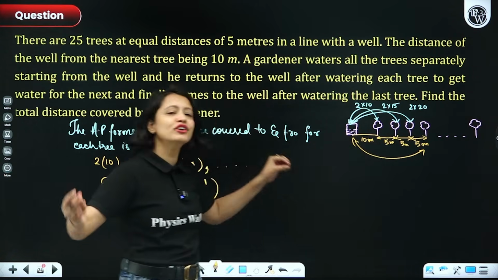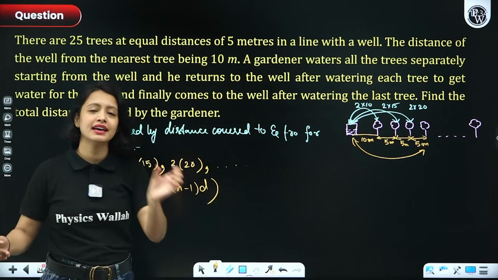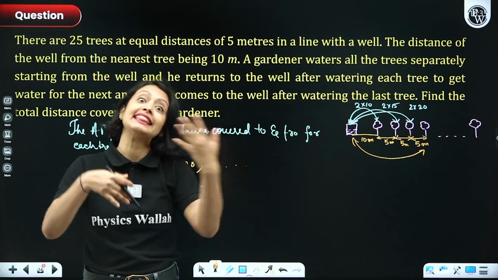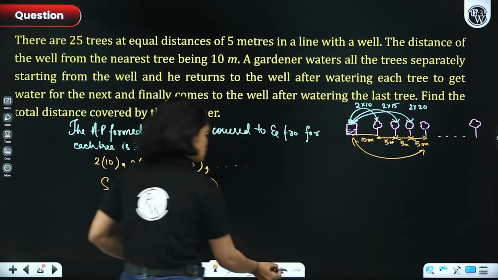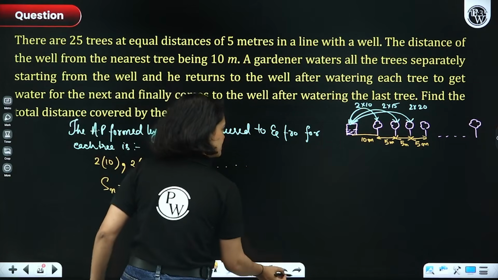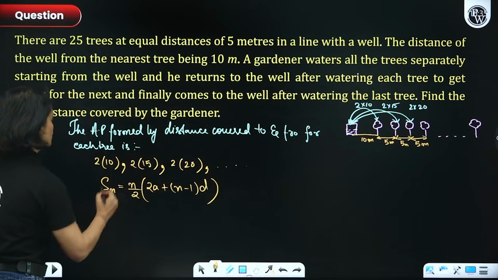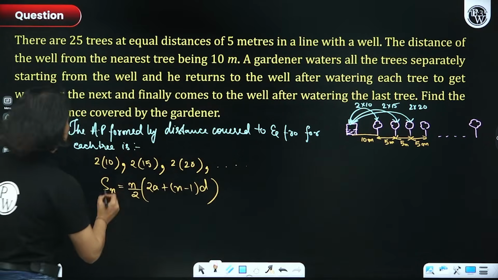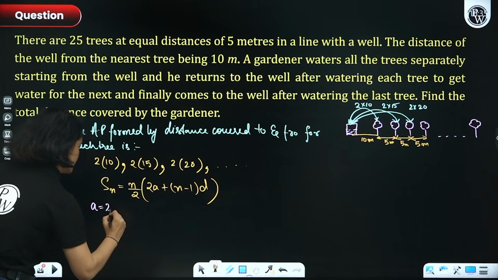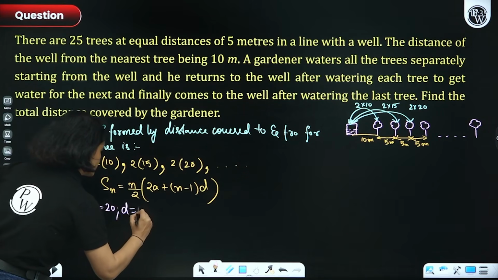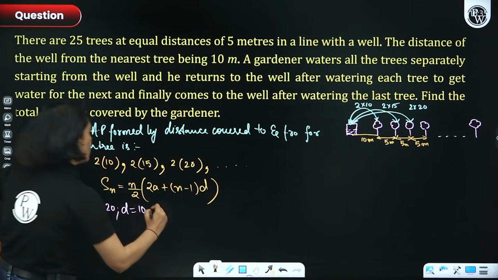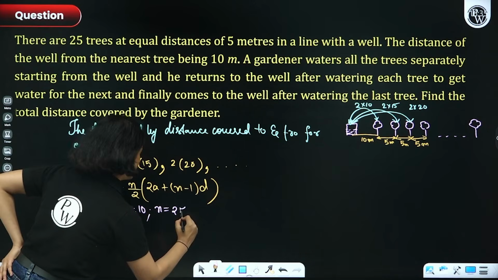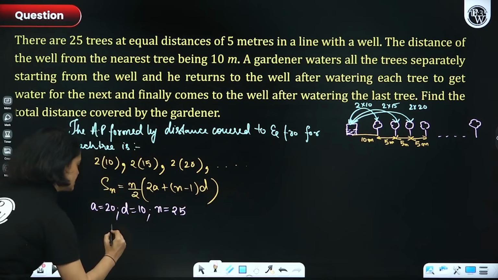Okay? So whenever you're confused about how many terms are there, make sure you take less number of terms which you can visualize easily and then think. Okay? So now, how many terms, what is the value of n? 25 everyone. So I'll write the value of a here. The value of a is equals to 20. The value of d is equals to 10. The value of n is equals to 25. There were 25 trees, right? I have everything. I just need to figure out Sn now.